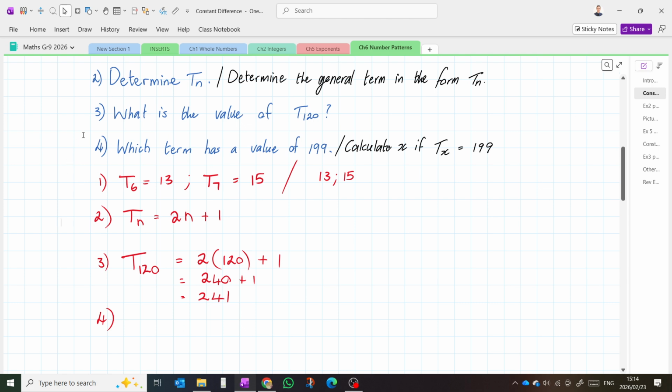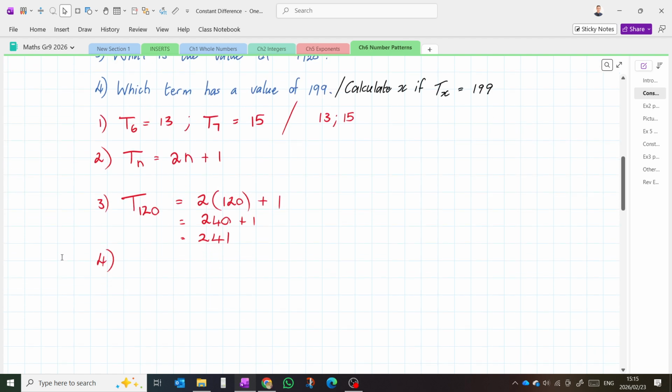Now, the last type of question is backwards. We are giving you a term value and we want to know which term number has that value. So it's going to be a case of, if I said which term is equal to 241, your answer should be 120. The 120th term has a value of 241. So let's have a look. This one is set up a bit differently. We already have the term value. We've got it as 199.